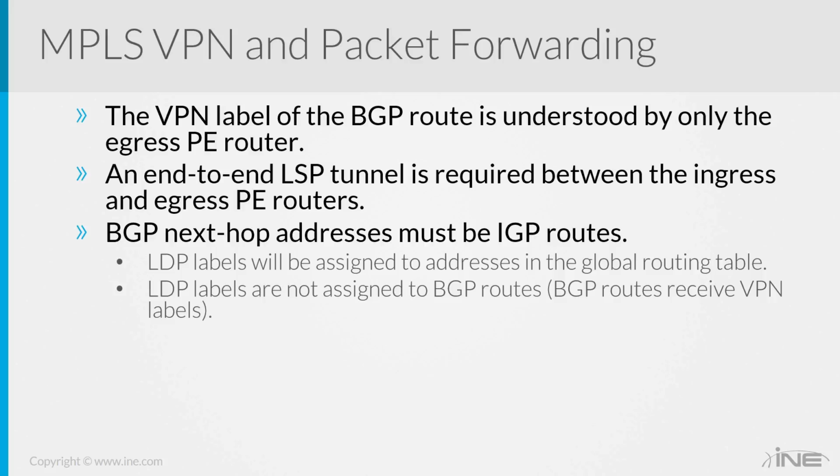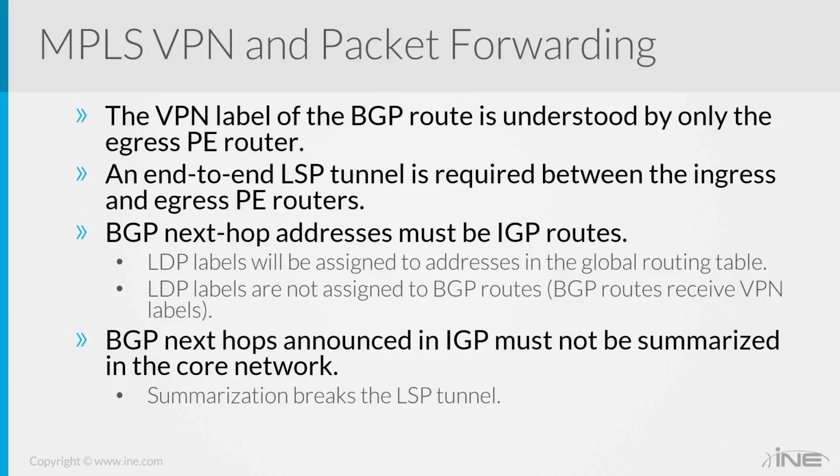BGP VPNv4 assigns a label value for the incoming customer traffic. So it's not LDP associating this, it's BGP associating the VPN label, and it's LDP or TE or BGP labeling that associates the transport label that gets the VPN route through the network. That is a big piece here that I find a lot of engineers have a hard time grasping. As long as you understand that part, you'll be way ahead in your preparation, and I think you'll be in really good shape.